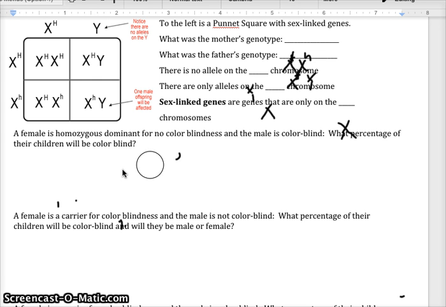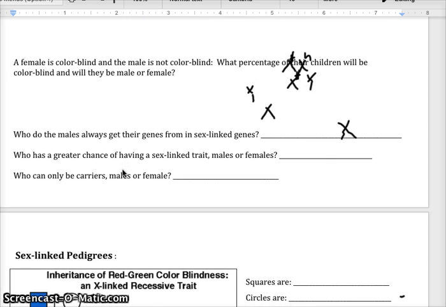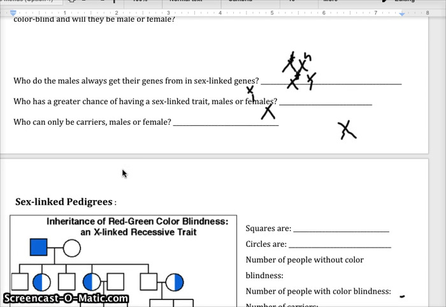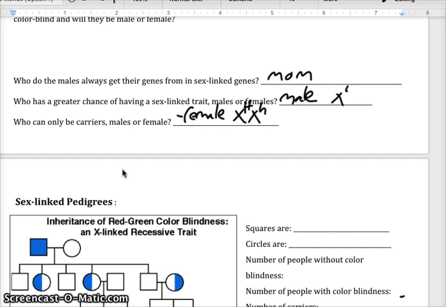Alright, so you can do the other ones, and you should be able to answer the questions at the bottom. Once you do all of them, who makes males get the sex-linked trait? Remember, sex-linked is only on the X. Since males have an X and a Y, they get the Y from the dad, so they always get their X from their mom. Who has a greater chance? Males have a greater chance because they either have it or they don't. They can't be a carrier. Only females can be carriers when it's sex-linked, because they can have two X's. Males would only have one. So males are going to be more likely to get the recessive gene.